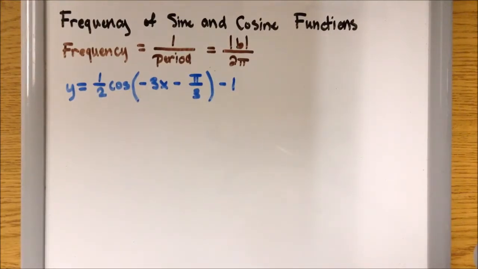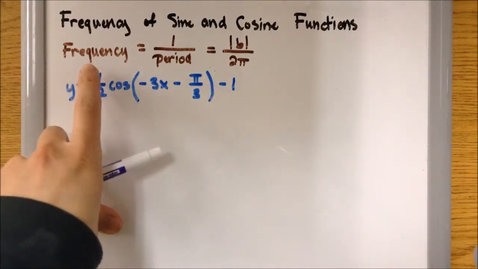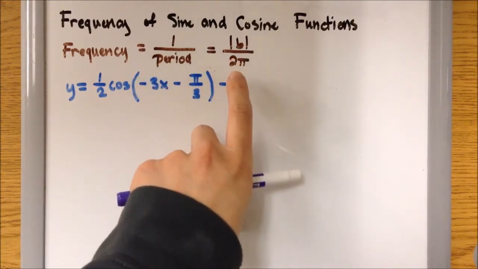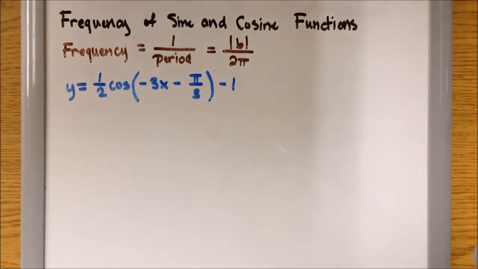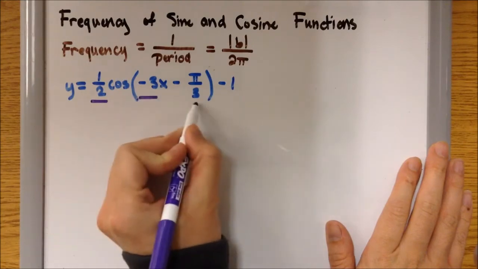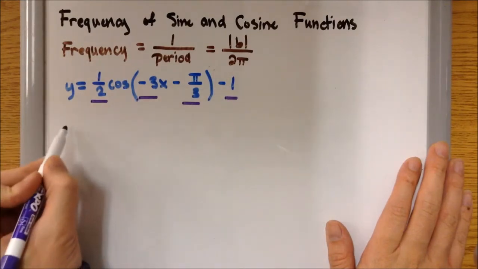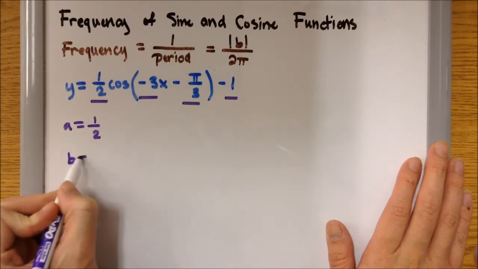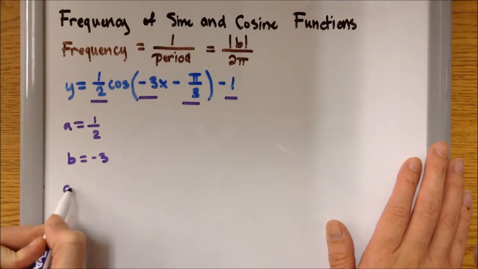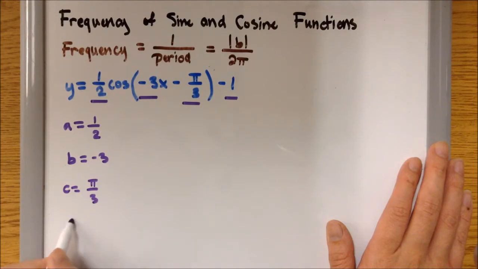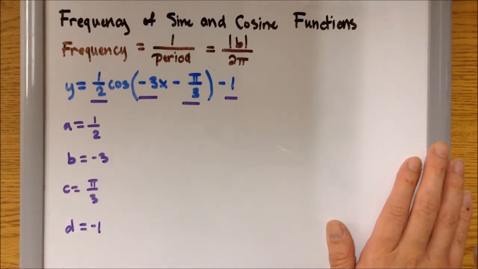For this section, we're going to cover frequency of sine and cosine function. Now, the formula, the rule for frequency is 1 over the period, or the absolute value of b over 2 pi. So, just like before, a, b, c, d. A is 1/2. B is -3, C is pi over 3, and D is -1.